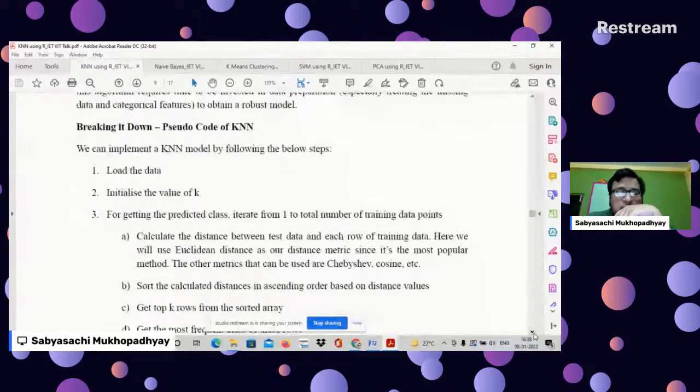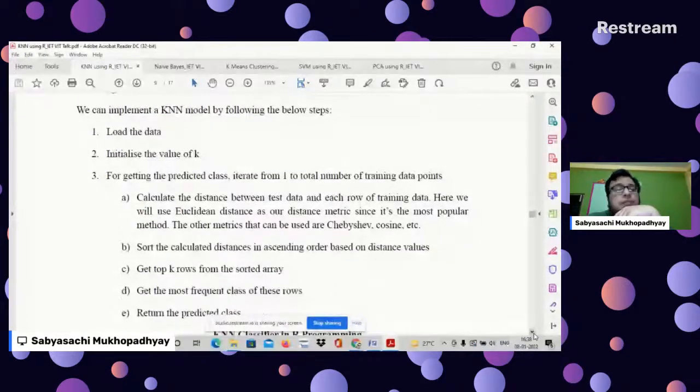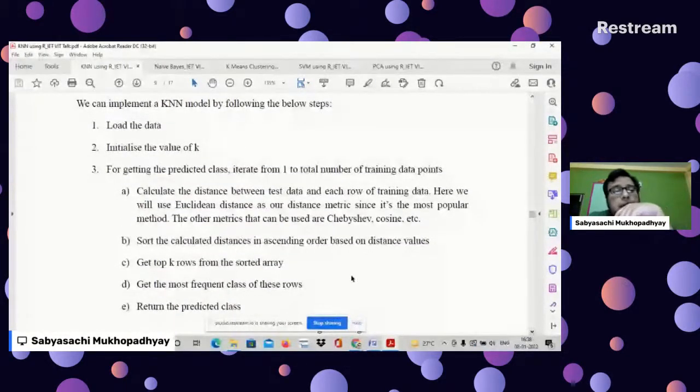Now, if you see the general steps of implementing the KNN algorithm, first up will be loading the data. Then you have to initialize the K value. Then in the pseudocode, to get the predicted class, we iterate from K equals to 1 up to the total number of data points. Calculate the distance between the test data and each row of the training data. Here we will use the Euclidean distance for your understanding, but there are other distances as well: Chebyshev, cosine, Manhattan, Mahalanobis distance. Those are very popular distance measures as well.